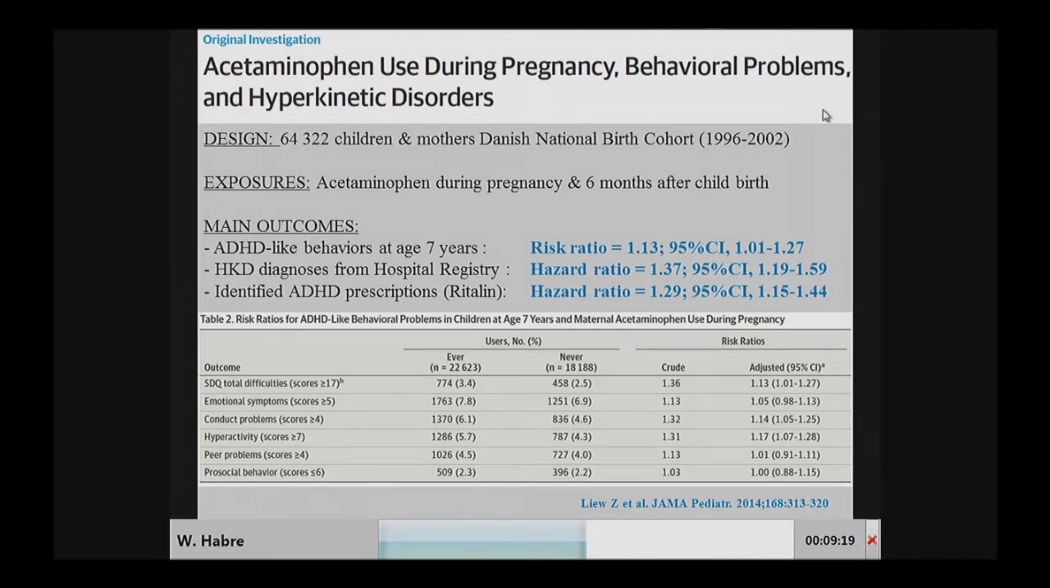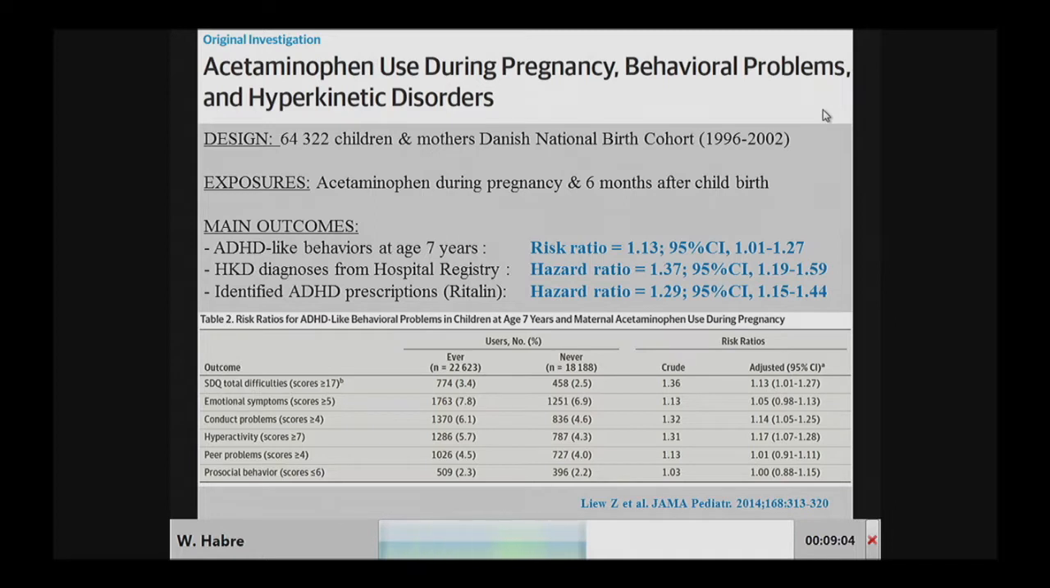What is new today is that there are some new studies showing that the use of paracetamol in pregnancy or in the first 6 months in children may be associated with attention deficit disorder. And this study from Denmark is very nice.